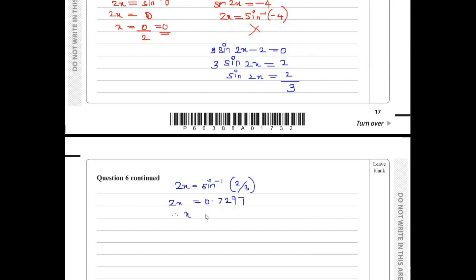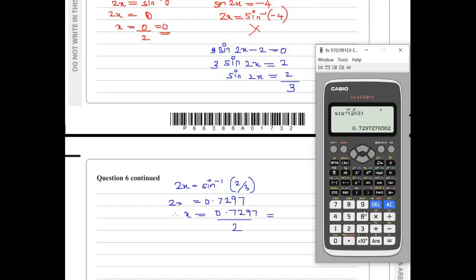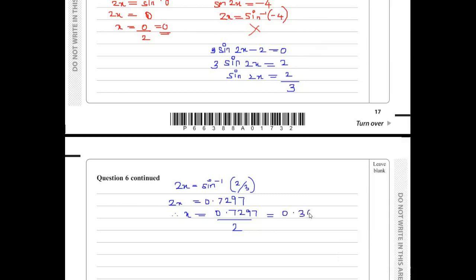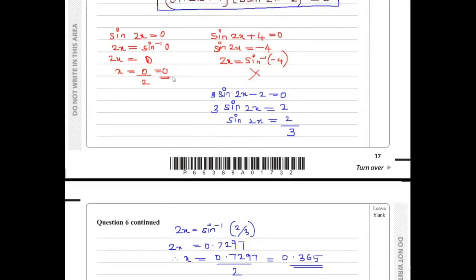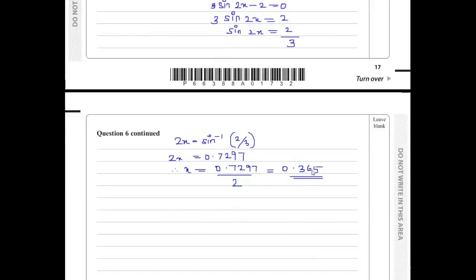Therefore, the x value will be 0.7297 divided by 2. Let us check what we get. Answer divided by 2 gives us 0.3648, so we can write it as 0.365. So this is the answer. One value of x is 0, another value does not exist, and another value is 0.365 radians. So this is the answer for the part B question.